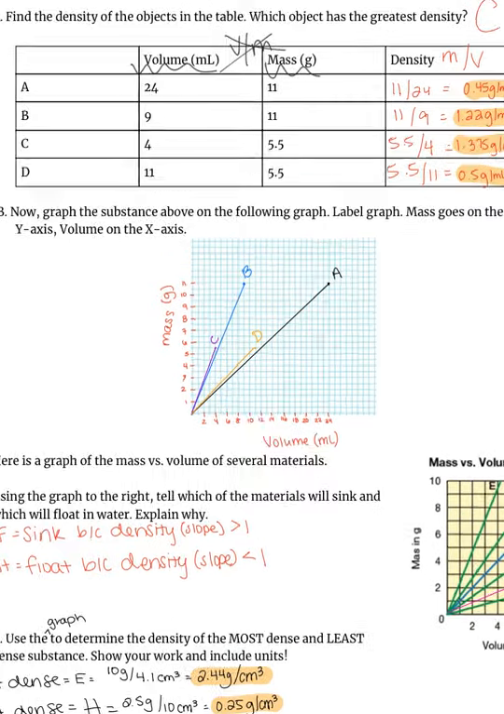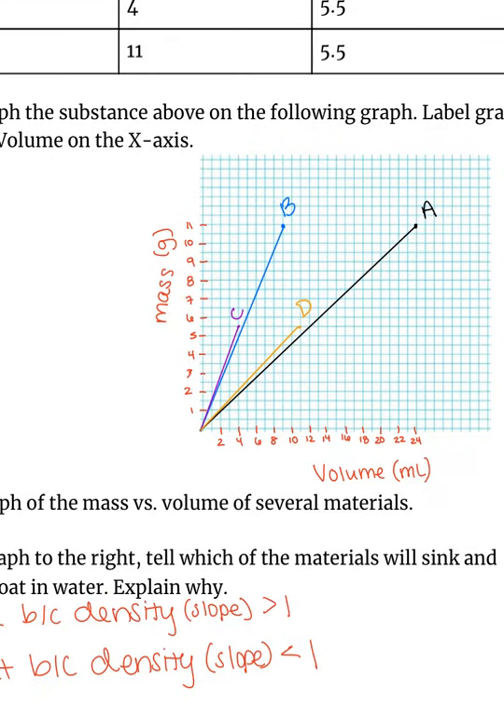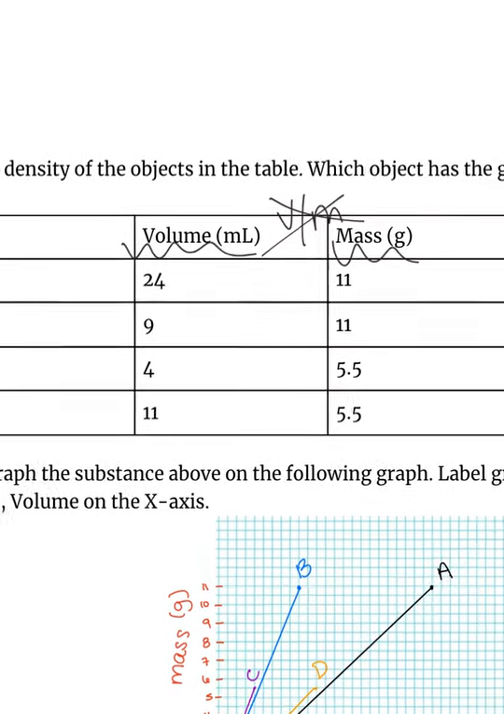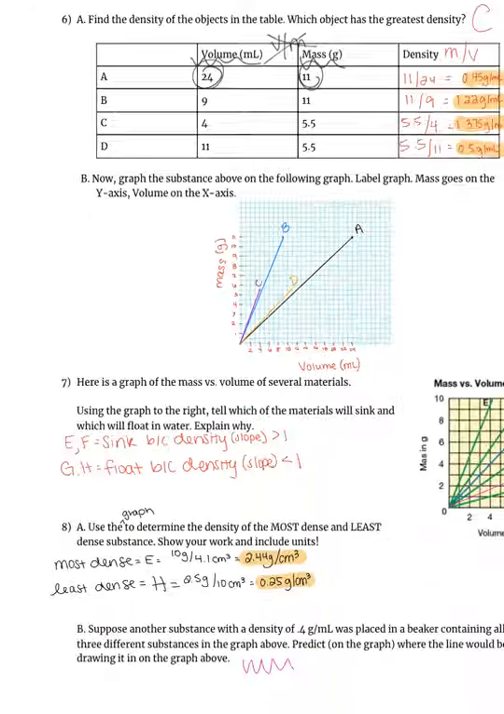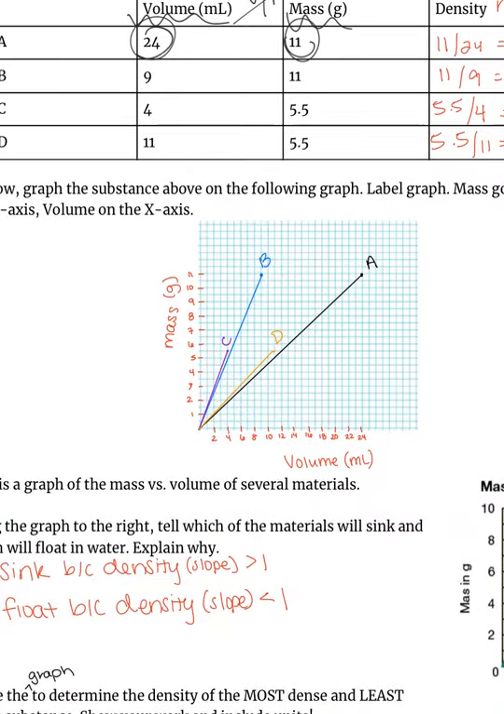And then I know that my rise over my run would be my density. So for example, A, I have it set to rise 11 and it's running 24, which makes sense because it's 11 divided by 24. So that's how I went ahead and graphed those 4.